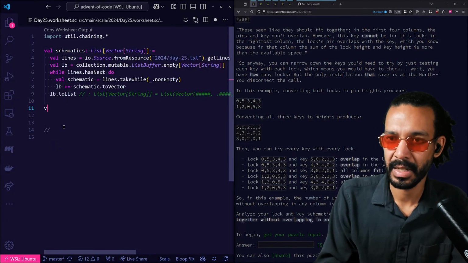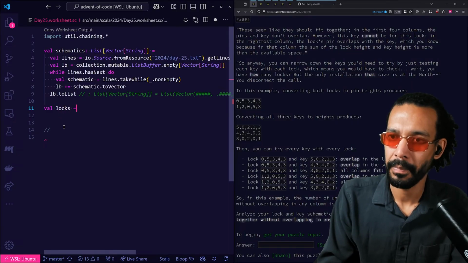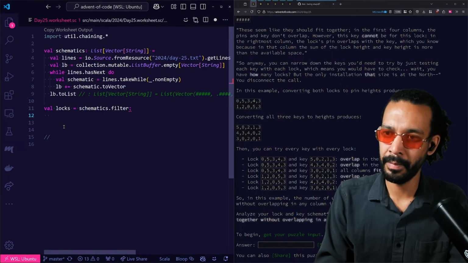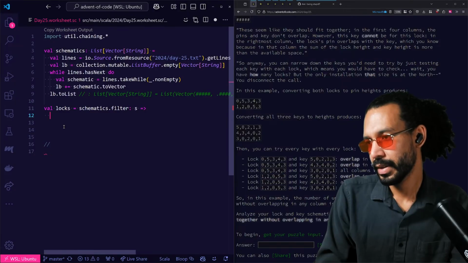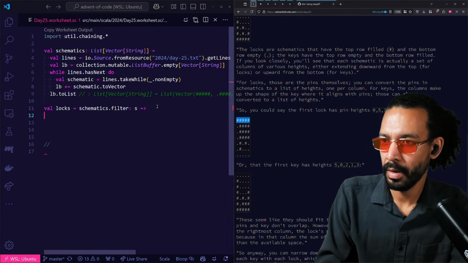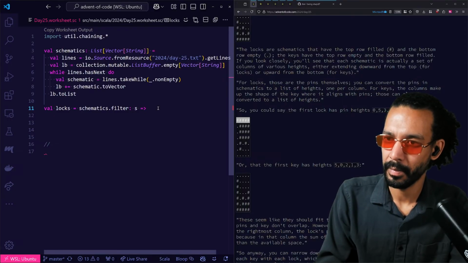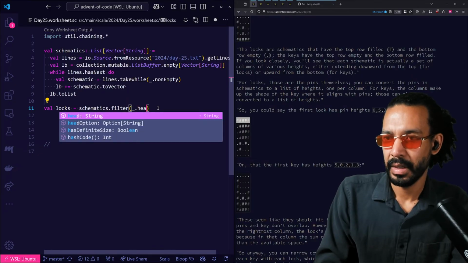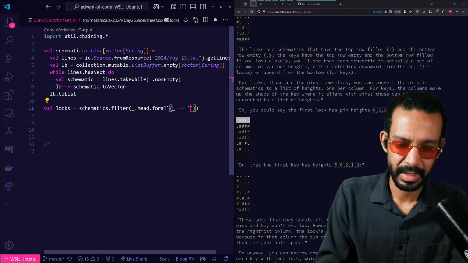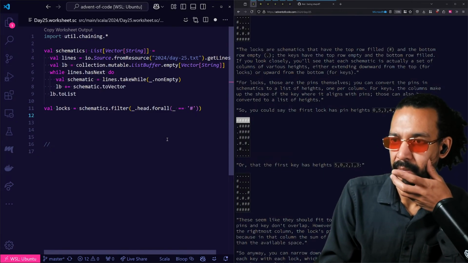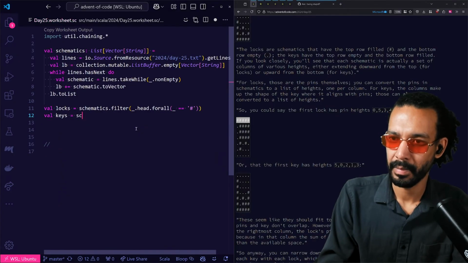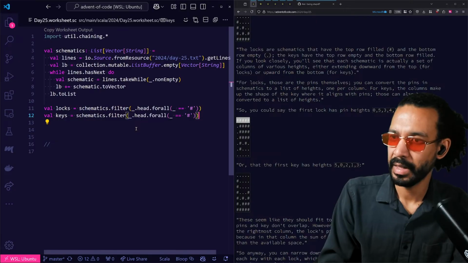And then we'll get all of the locks and keys. Val locks equals schematics filter. So the first locks are facing down. So this is lock. So the first one is all full. So we could just do dot head forall, it's just that character. And val keys. Similar thing, except it's the last.